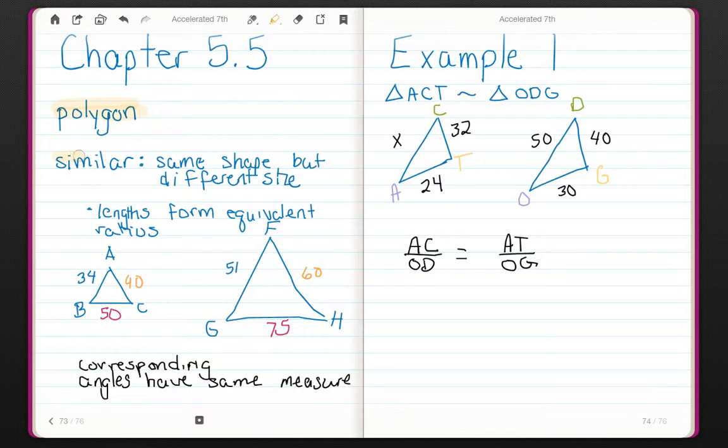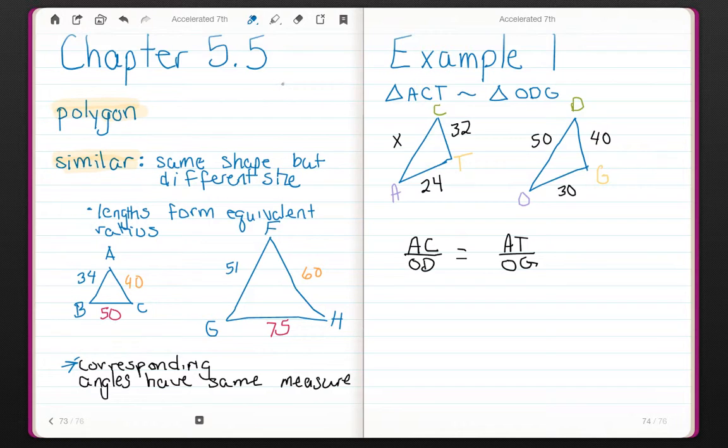But what does similar mean? Similar means that the shapes are the same shape but different sizes, their lengths form equivalent ratios, and the corresponding angles have the same measure.